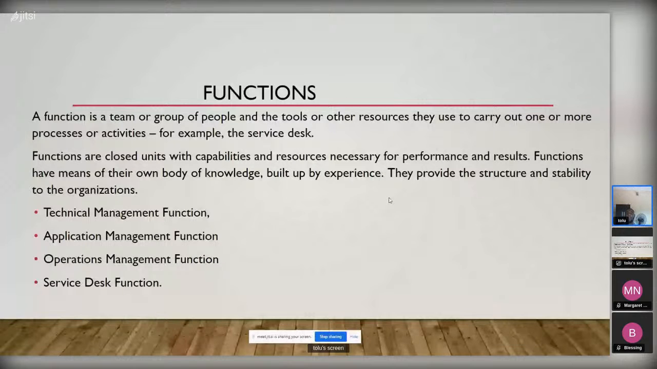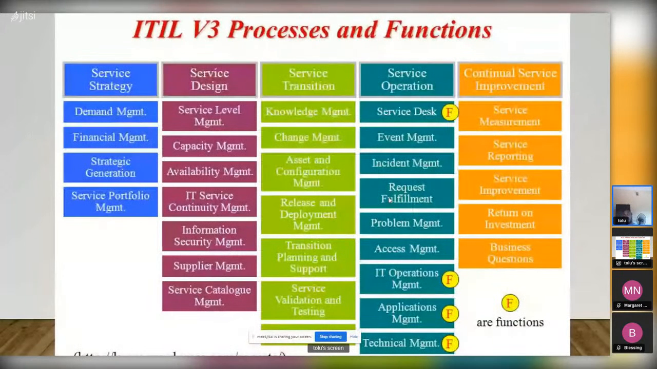Functions are closed units with capabilities and resources necessary for performance and results. Functions have a body of knowledge of their own, built by experience. They provide structural stability to the organization. Technical management function, application management function, operations management function, and the service desk function. Now, this is version 3. I think they have version 4 now. Where you see F are all functions. Where you see nothing, those are processes.